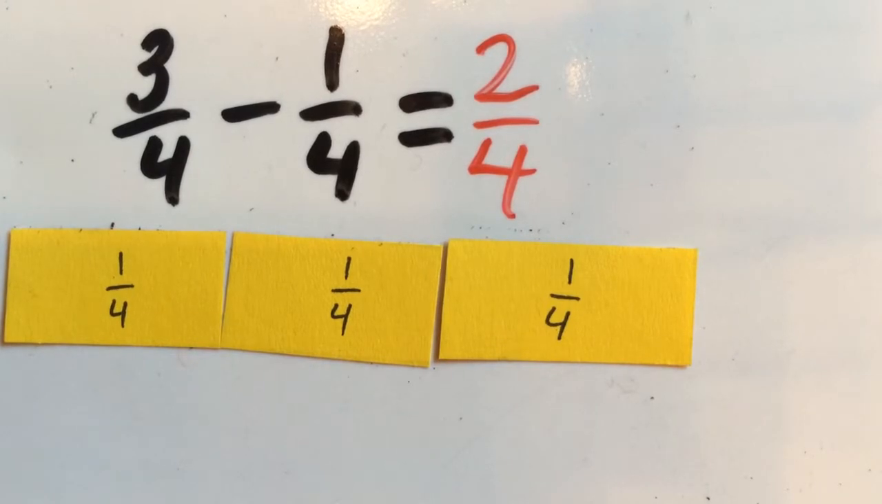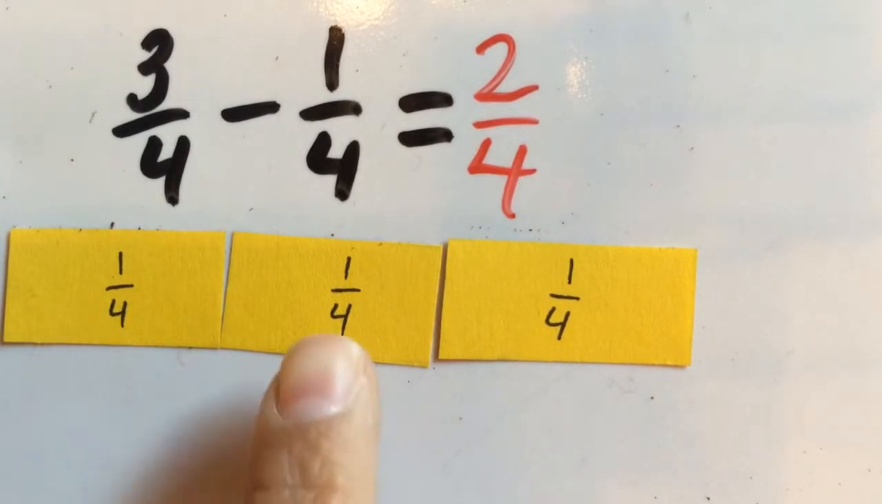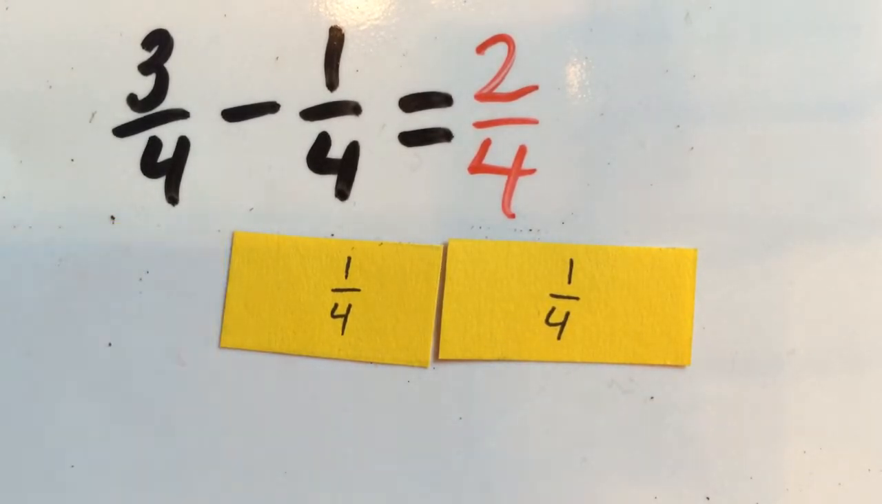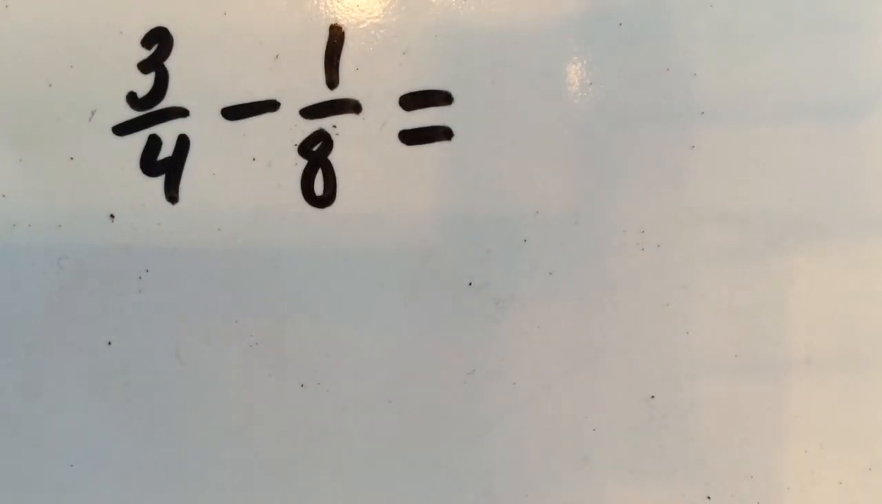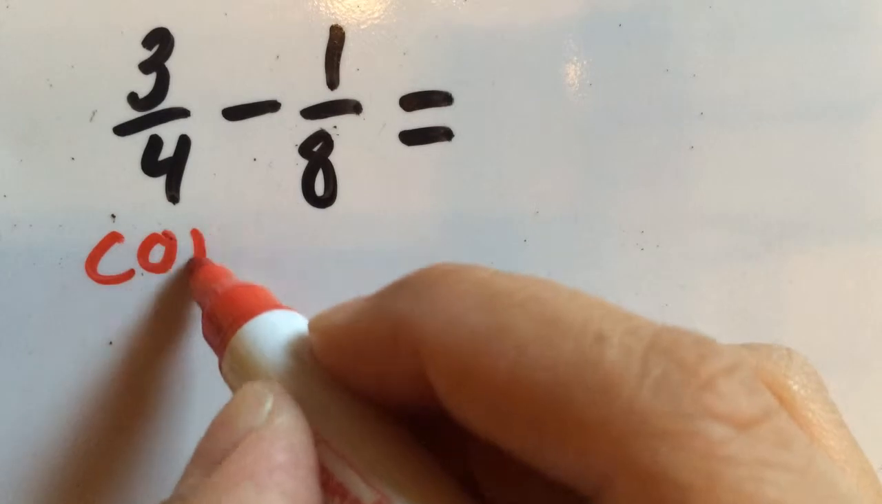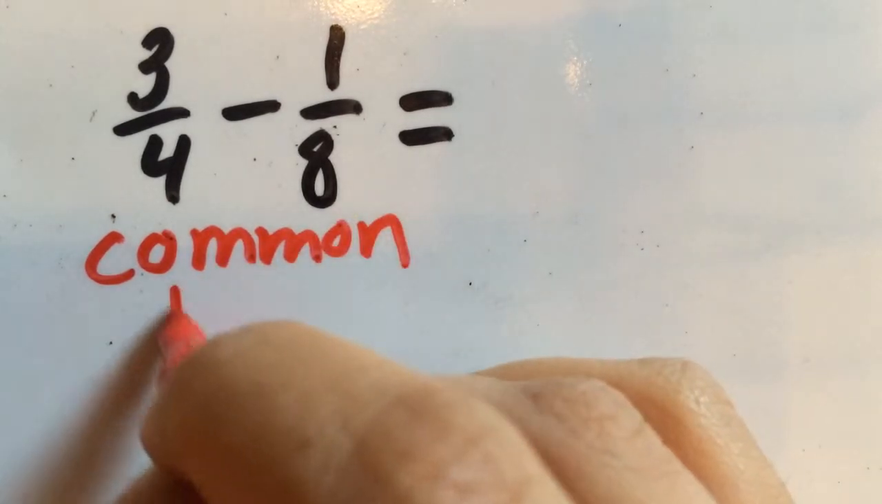Now let's see what that looks like graphically. 3/4, 1, 2, 3, minus 1/4 is 2/4. But what happens when we subtract fractions with different denominators like 4 and 8? We use the same strategy we used with adding fractions. We need to find a common denominator again.